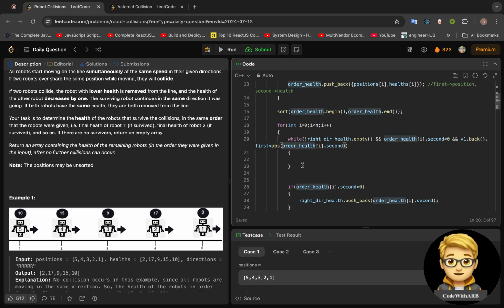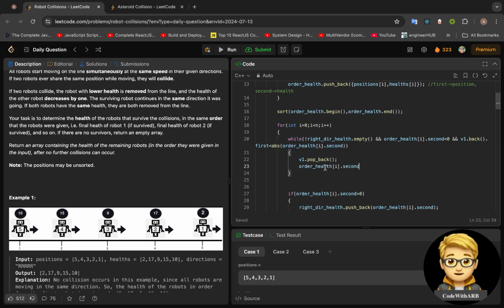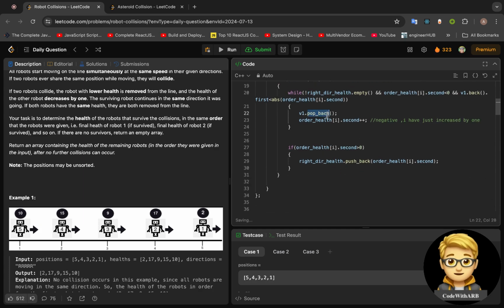If it is less than, I will remove this, because it will get destroyed by this order health direction, right? So I will just remove it with pop back. Also remember that this order health dot second health should be decreased by one. This is negative right now, right? So for reducing it, I will increase it by one, because it's negative. So I have increased it by one to reduce the health value, right?